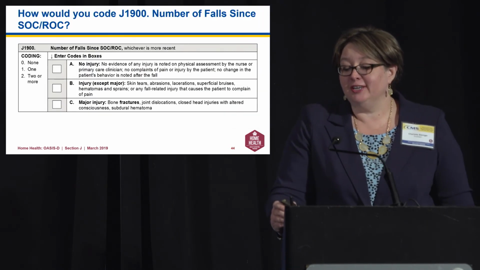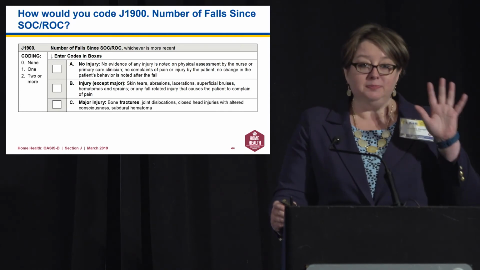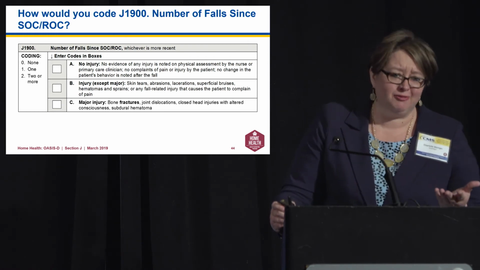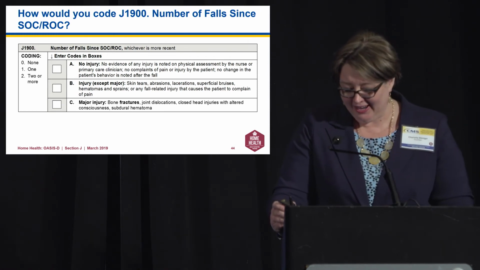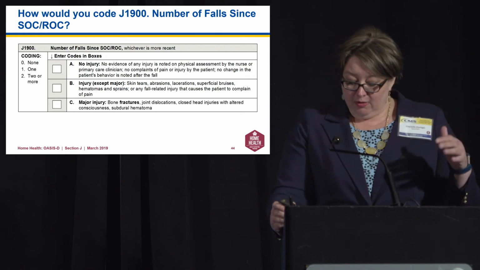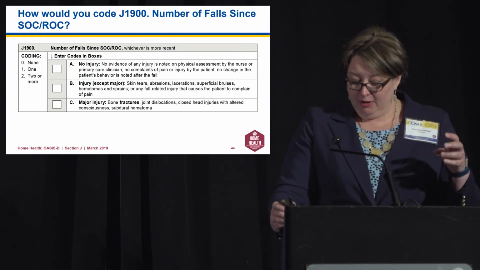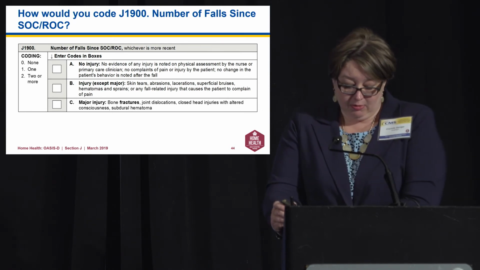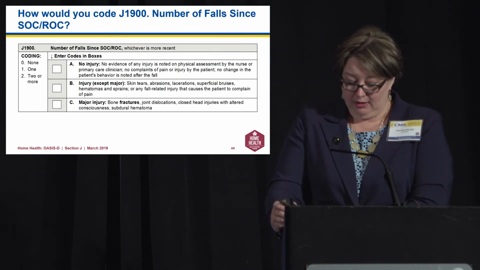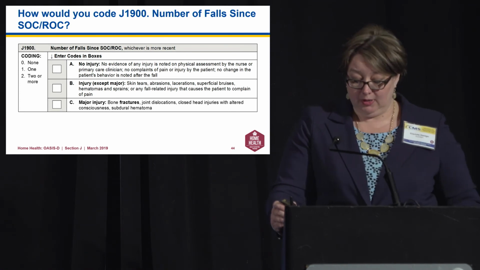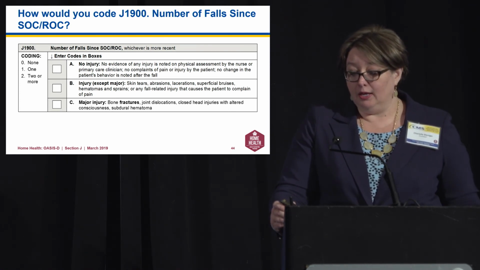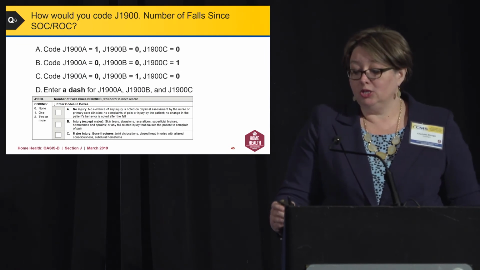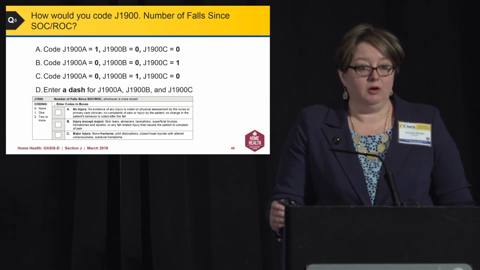Okay, so how would you code J1900, number of falls since start of care, resumption of care? I put this image up there because I want you to be familiar with it. I think it's still relatively new. You're going to enter a numeric code into each box, A, B, or C. No box should be left empty, and remember to utilize the code 0, none, as applicable for any level of injury. I'm going to give you a chance to do that coding. Which answer do you think reflects the correct coding for this scenario?